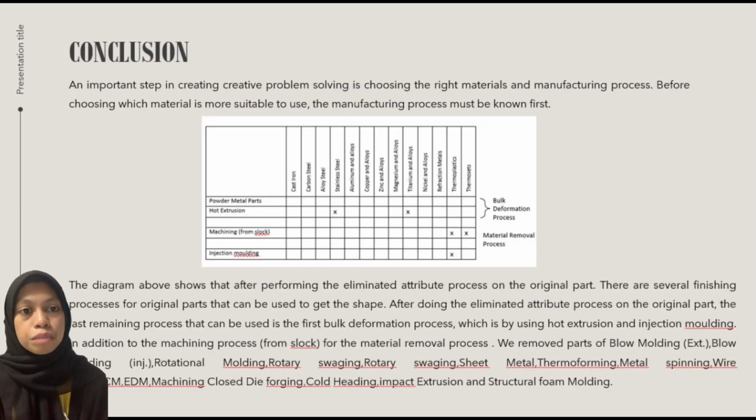Conclusion: the diagram above shows the result after performing the eliminate process on the original part, and there are several finishing processes for the original parts that can be used to get the shapes. After doing the eliminate process on the original part, the last remaining process that can be used is the first part, the deformation process, which is by using hot extrusion and injection molding.